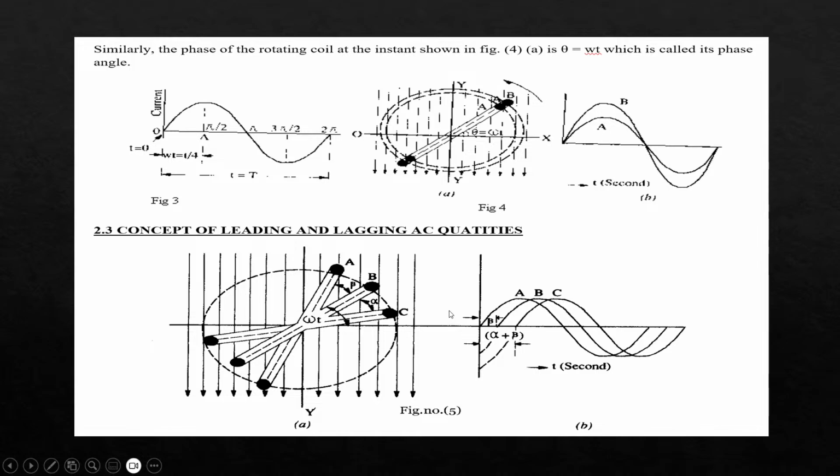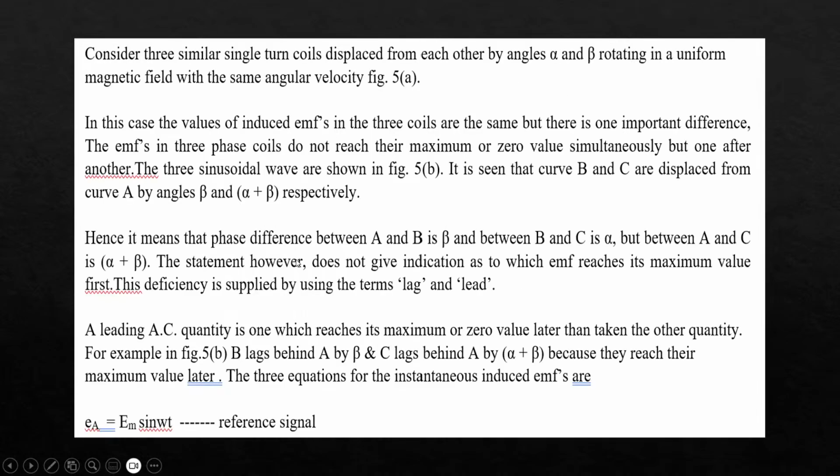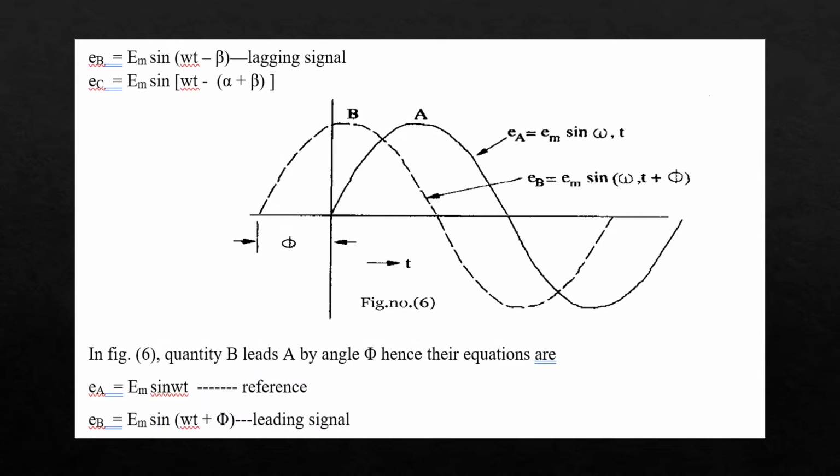If you actually extend it backward, you'll understand that in a normal system, B is behind by the beta angle, and C is behind by alpha plus beta. That's the phase difference. Now E equals Em sine omega t minus beta, and C is minus alpha plus beta.